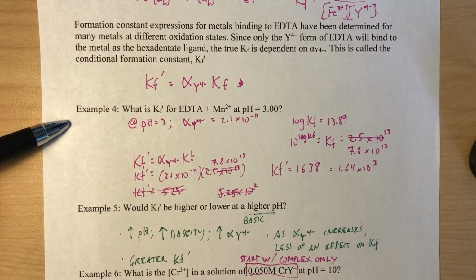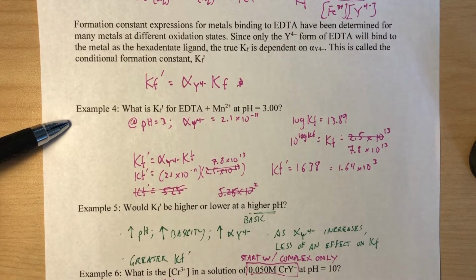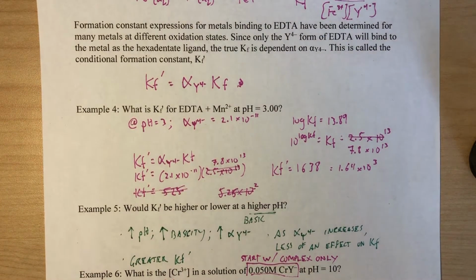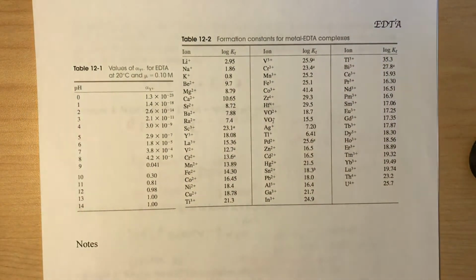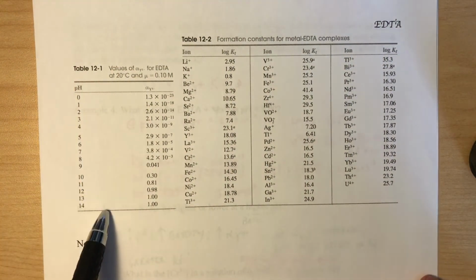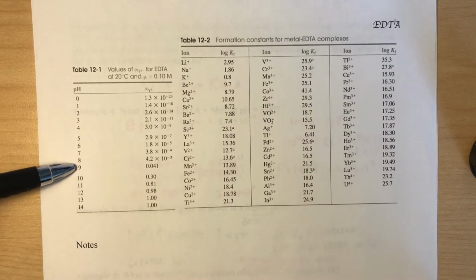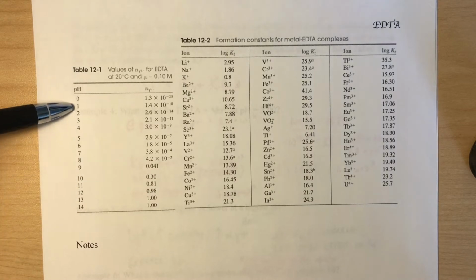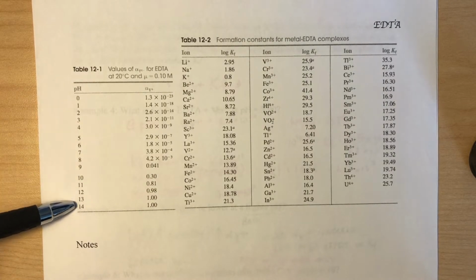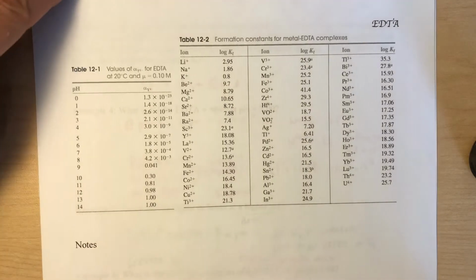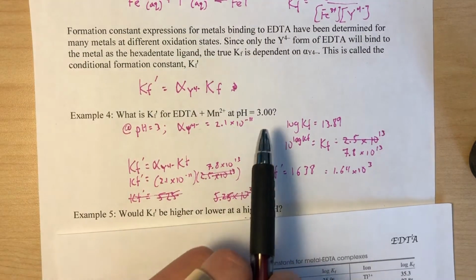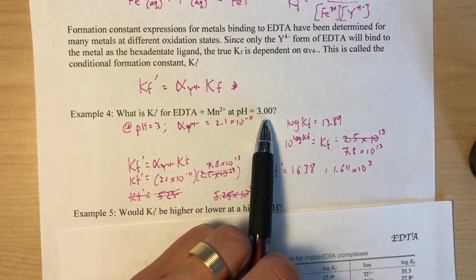So what is the Kf prime for EDTA plus manganese 2+ at a pH of 3? To answer this question, we need to refer to tables 12.1 and 12.2. So first, we need to figure out what pH we are at. EDTA has been studied to a great degree, and we know very precise alpha values at different pHs for EDTA. In this situation, we're dealing with a pH that's equal to 3.